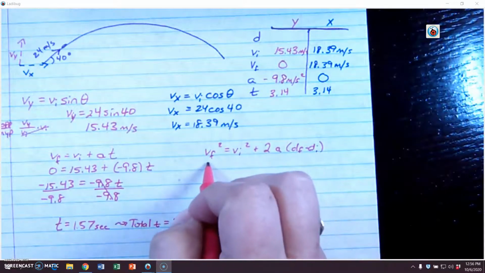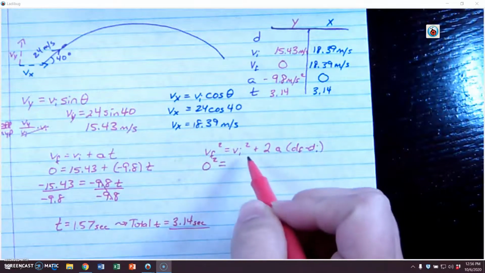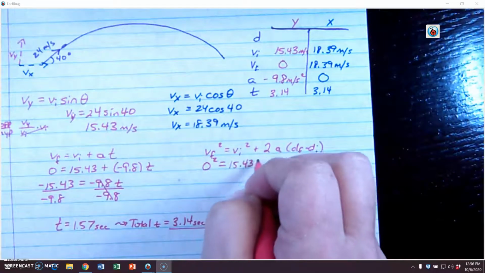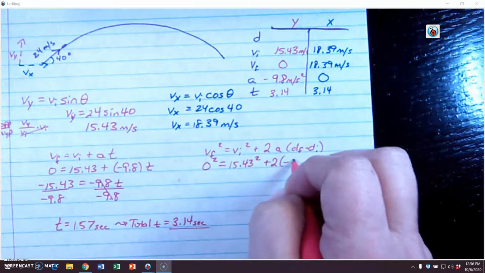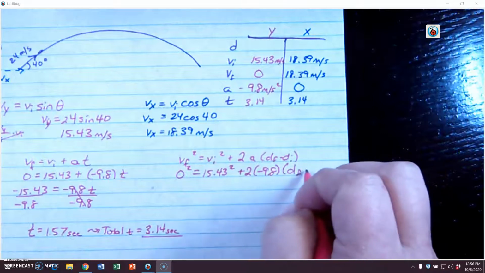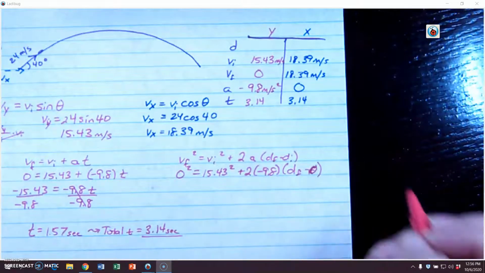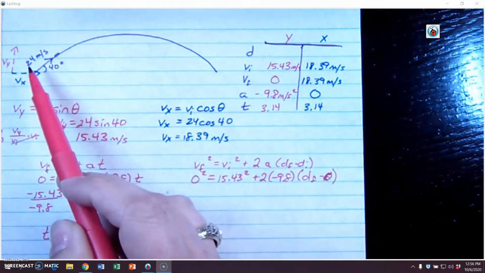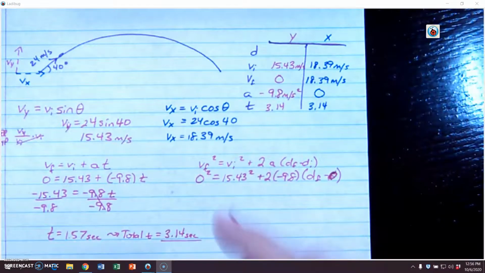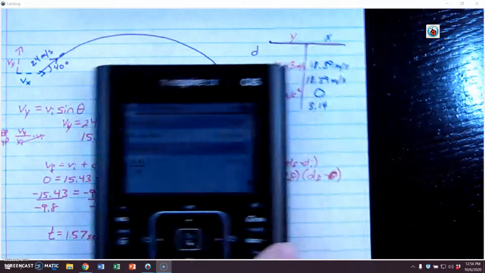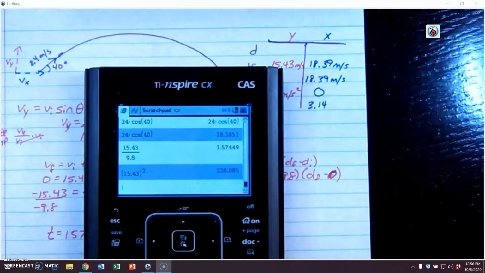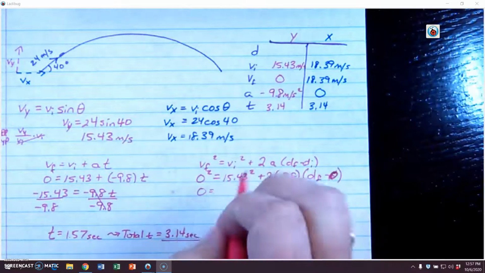Our final velocity at the top is 0. Our initial velocity, remember use the red one, we're using red, so 15.43, and that'll need to be squared. Acceleration is negative 9.8, and we want to know how high it goes. Now I'm going to go ahead and make my DI 0 because that's where the discus takes off from. So we're going to make that our starting point. That'll go away. 0 squared is just 0. We'll leave that alone. 15.43 squared gives me 238.09.